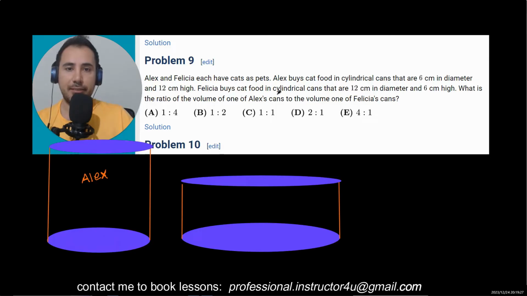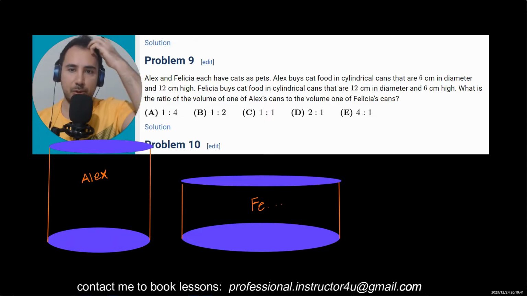Felicia buys cat food in cylindrical cans that are 12 centimeters in diameter and 6 centimeters high. So this will be for Felicia. Okay, what is the ratio of the volume of Alex to the volume of Felicia?